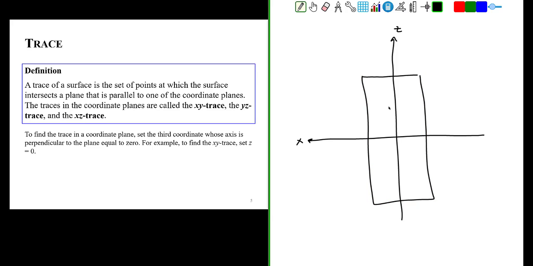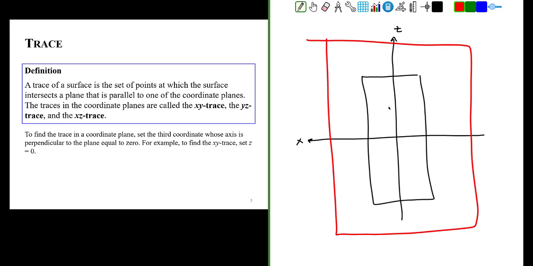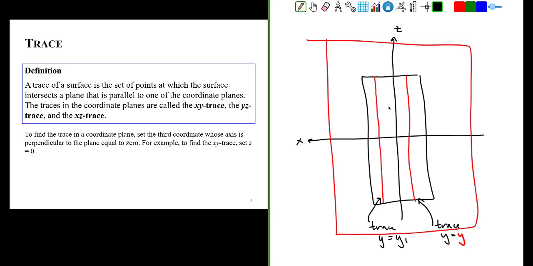But when we passed our plane through, here is our plane. When we passed our plane through, our plane intersected the cylinder right on this left portion and right on this right portion. These two lines produced are our traces. And these traces correspond to the plane y equals y1 as we described in our previous graph.